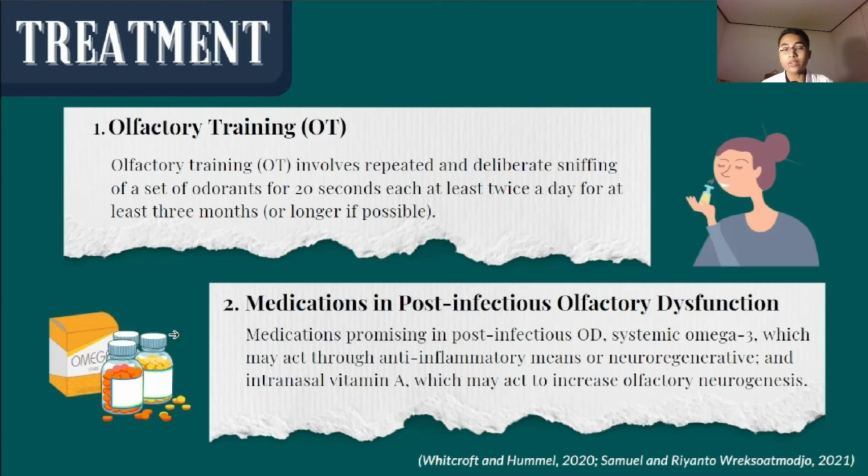First is olfactory training, or OT. Olfactory training involves repeated and deliberate sniffing of a set of odorants for 20 seconds each, at least twice a day, for at least 3 months. Studies have proven improved olfaction in patients with post-infectious olfactory dysfunction after doing olfactory training. Olfactory training is considered to be able to train the brain to correctly interpret the neurological signal.